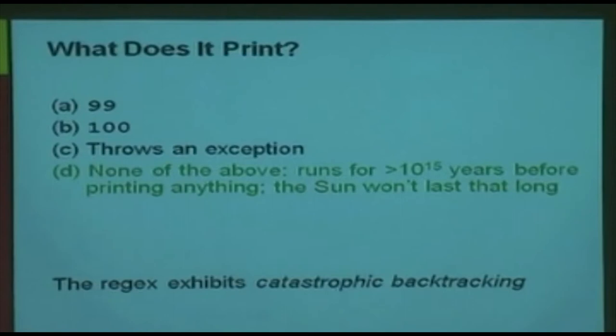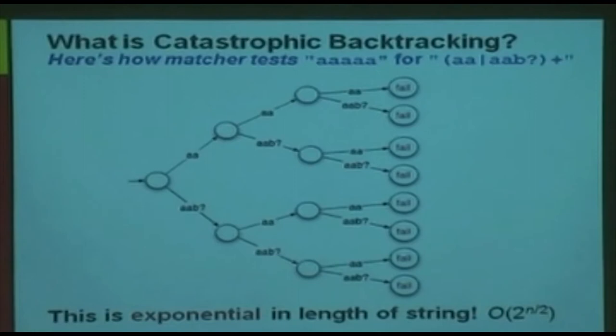The problem is that the regular expression, I say regex, that's slang for regular expression, exhibits what's called catastrophic backtracking. I'm going to show you what that is with a little picture of that finite automaton that I was talking about, what you get when you compile the regular expression. I'm going to show you how the machine tests whether the string AAAAA, that's 5 A's, matches the regular expression. Now, does it? Will it say yes or no? No. It's an odd number of A's. It's got to fail. But here's the problem.